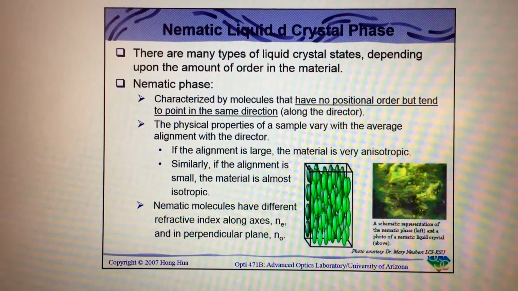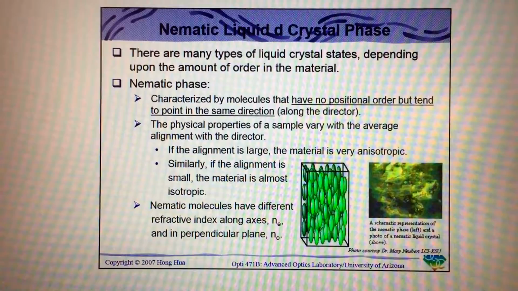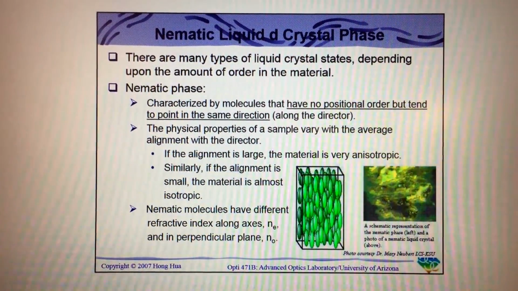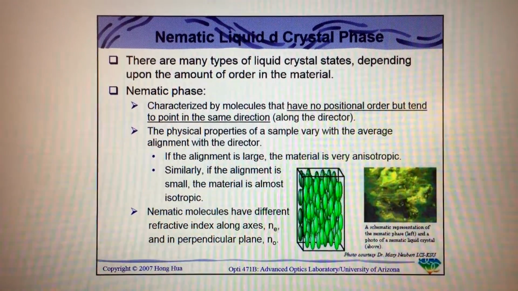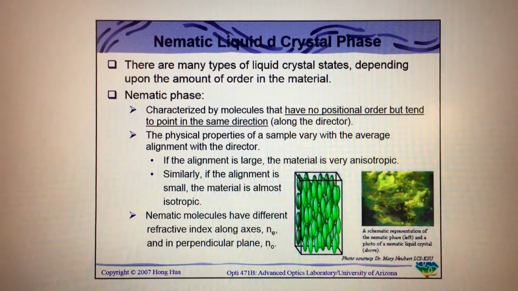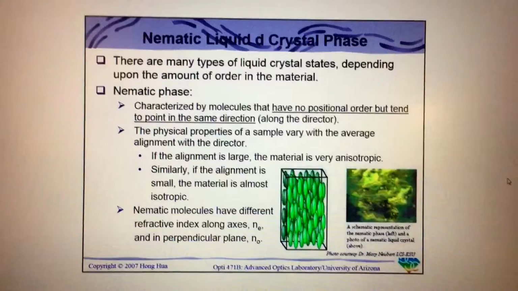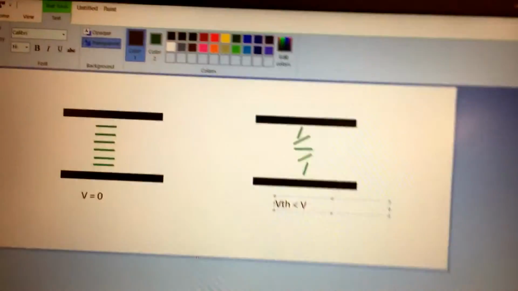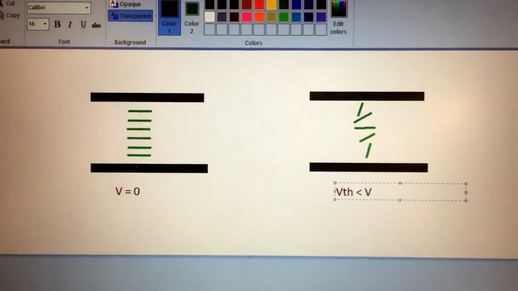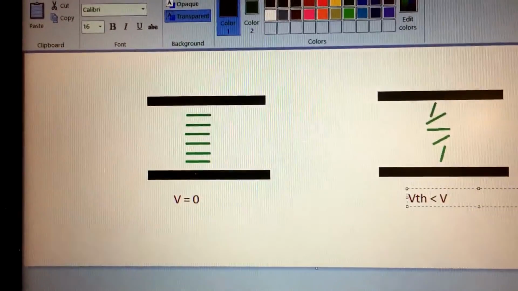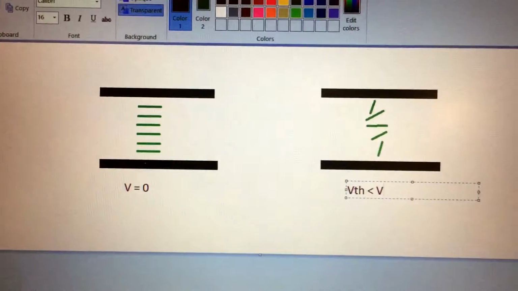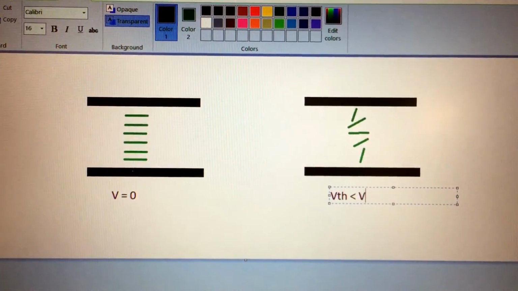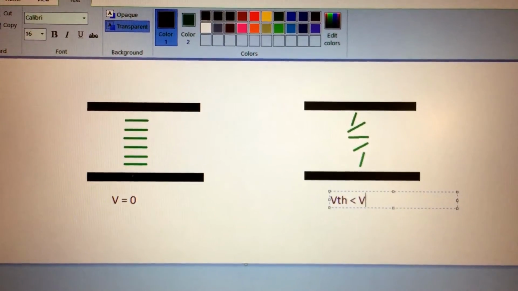Nematic liquid crystals have two characteristics that we take advantage of. The first is that even though they have no positional order, they tend to point in the same direction. The second is that the refractive index is different along separate axes. When you place these crystals in between two electrodes with no voltage, they'll align and create a very anisotropic source. When you run a voltage across these, they will cause the crystals to unalign and produce an isotropic source.